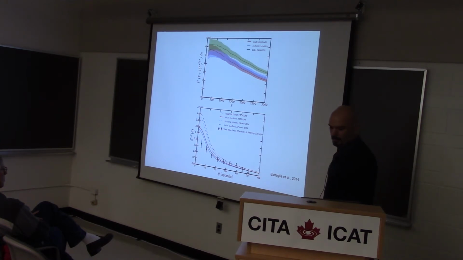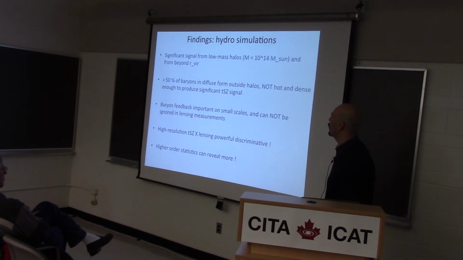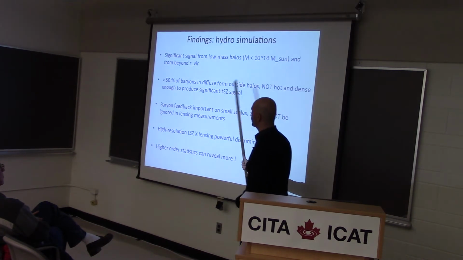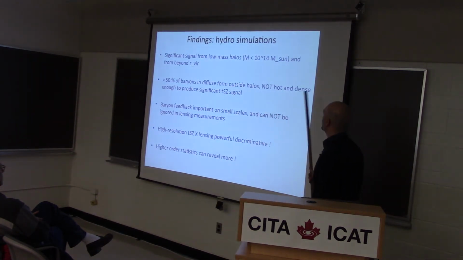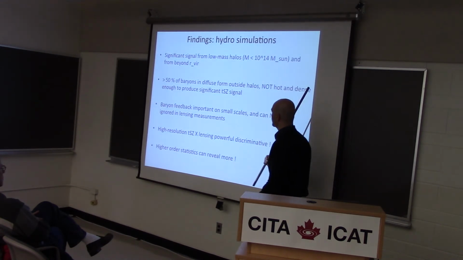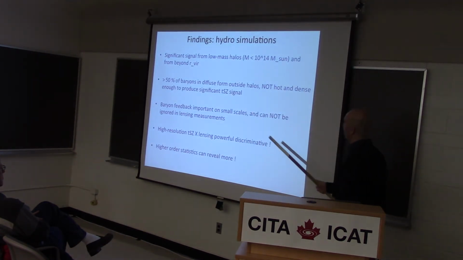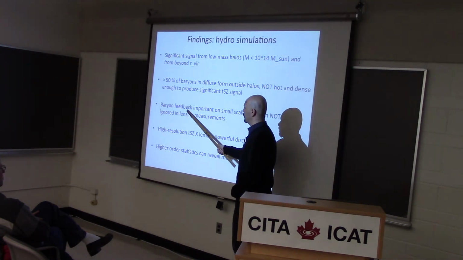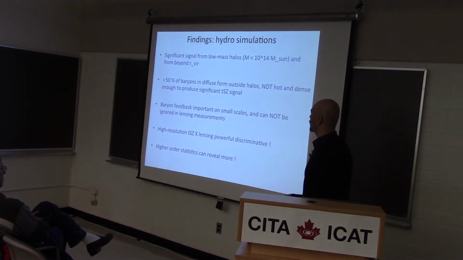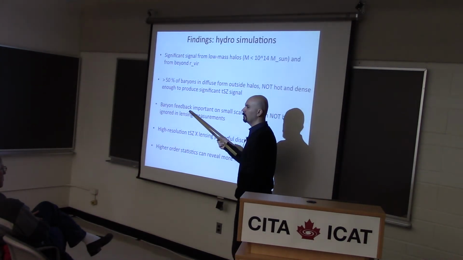But if I want to summarize this so far, yes, the idea is that there are a lot of baryons which are not hot enough to produce tSZ signal, but they are way outside clusters. So baryon feedback is important, and what's important is that if you're doing smaller scale galaxy lensing, for example, this baryon feedback is not something you could ignore.